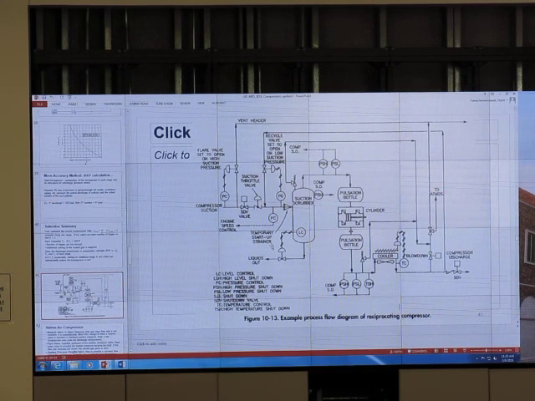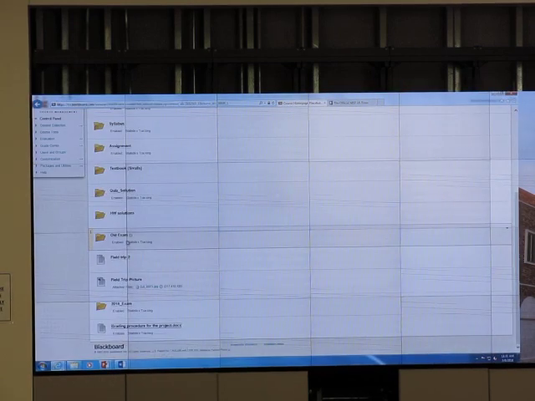Yes, question. Do you have any examples of that horsepower per stage equation being used? Do I have?